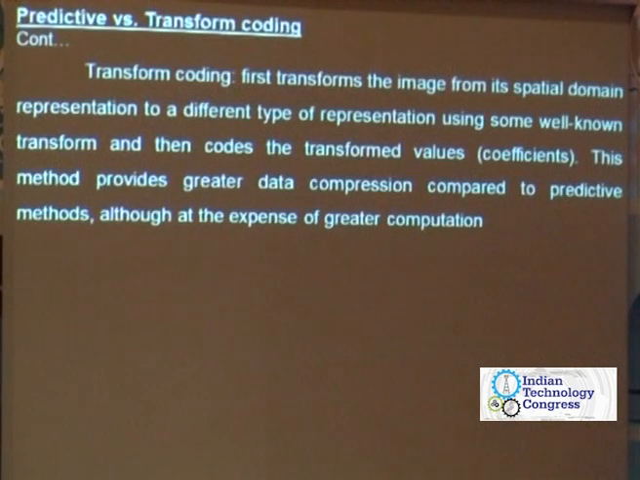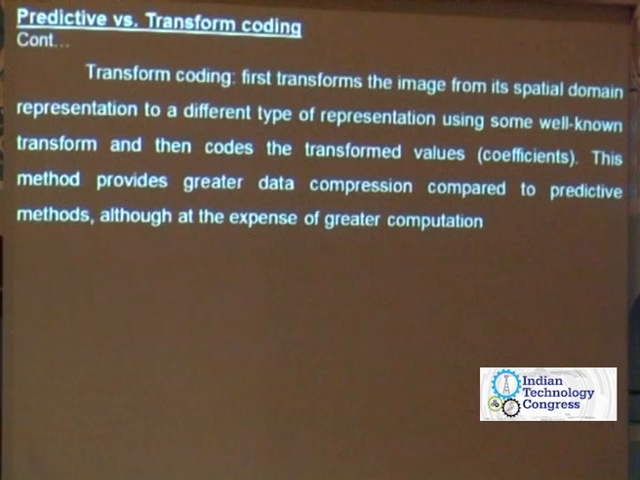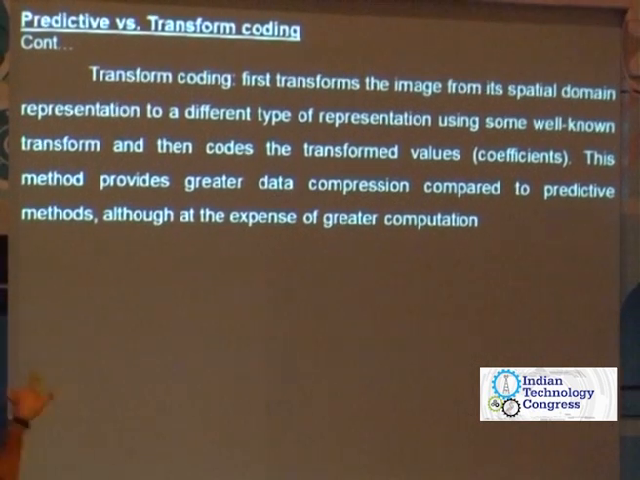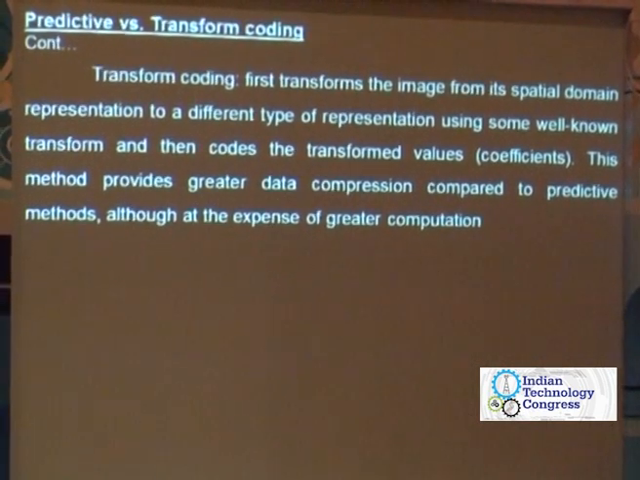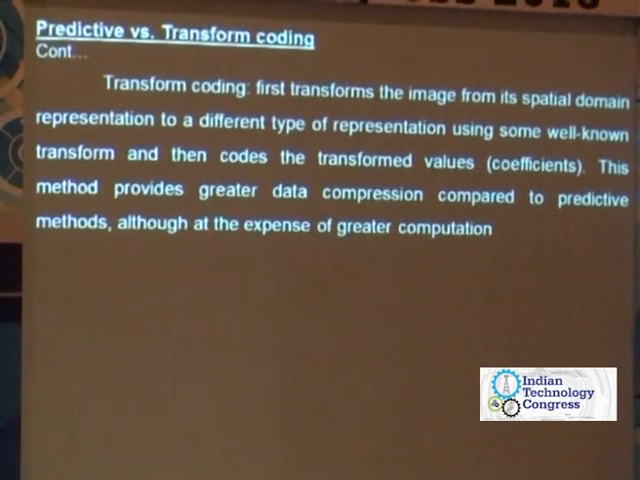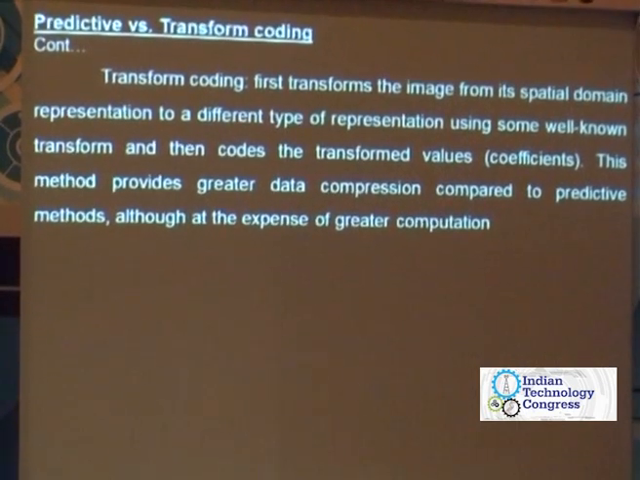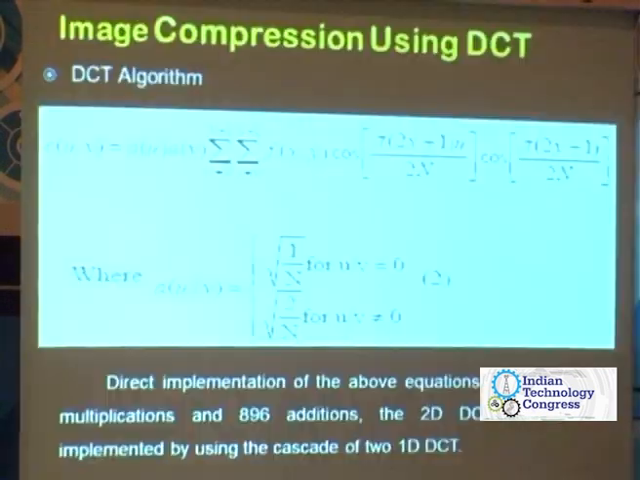Coming to transform coding, which I have used in my project, it may be DWT, that is discrete wavelet transform, DCT, discrete cosine transform, or FFT, that is fast Fourier transform. Here we convert the spatial domain characteristics into the frequency domain. Then those transformed values, which are called coefficients, are transmitted and received. When compared to predictive coding, we can achieve greater compression, but it also requires a great amount of coding or calculations.